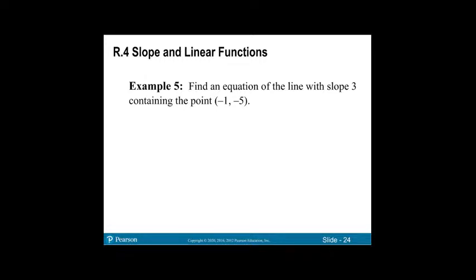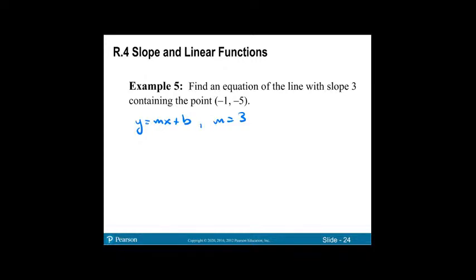There's a couple of techniques. I'm just going to choose the one that I think is more simple here. I'm just going to start with y equals mx plus b, right? We're given that the slope is 3, and we're also given this point, -1, -5, right? So let's just plug those in.